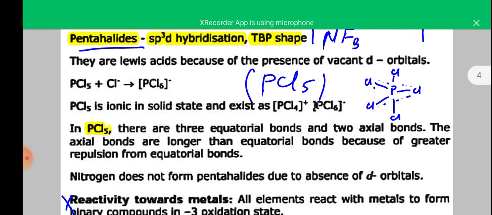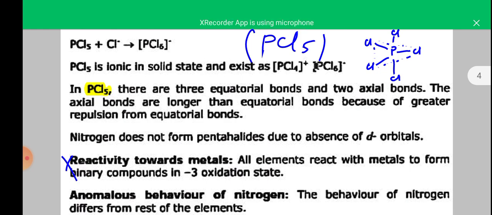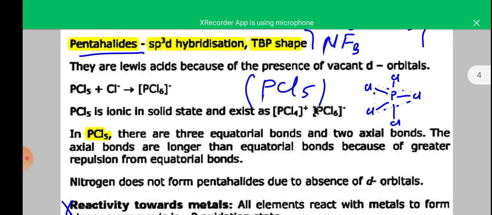PCl5 is ionic in solid and exists as PCl4+ and PCl6-. The structure of PCl5 is given here. In PCl5, pentachloride of phosphorus, there are 3 equatorial bonds and 2 axial bonds, and the axial bonds are longer than the equatorial bonds because of greater repulsion from the equatorial bonds.